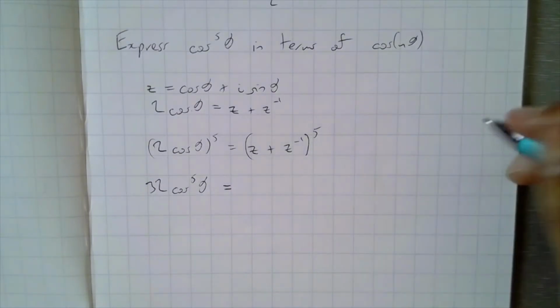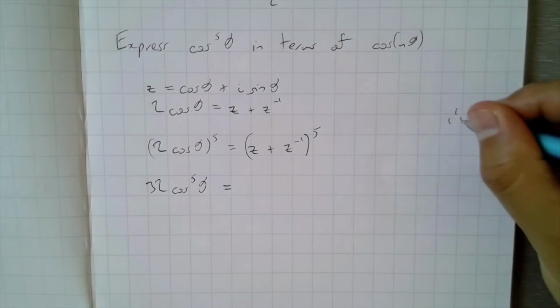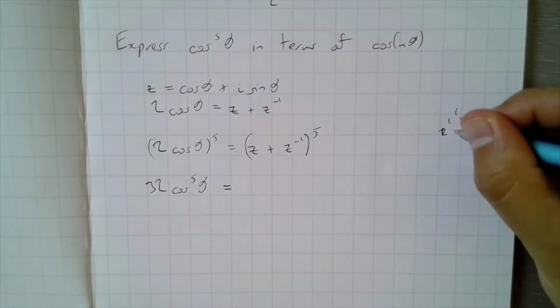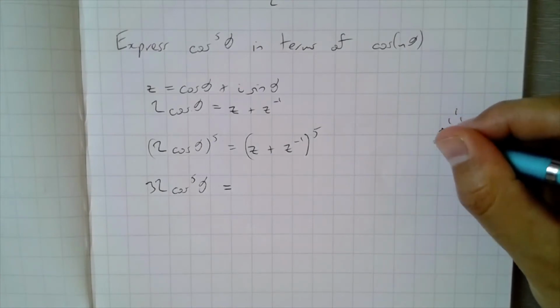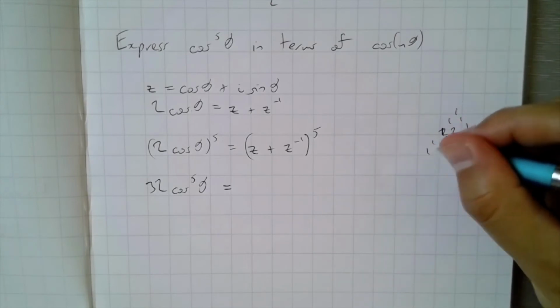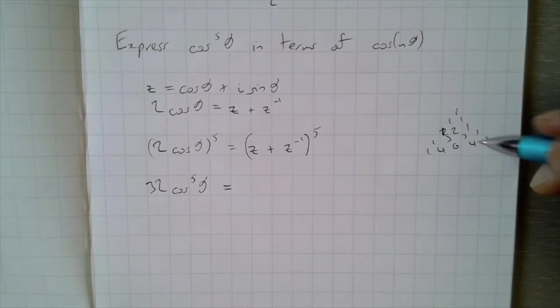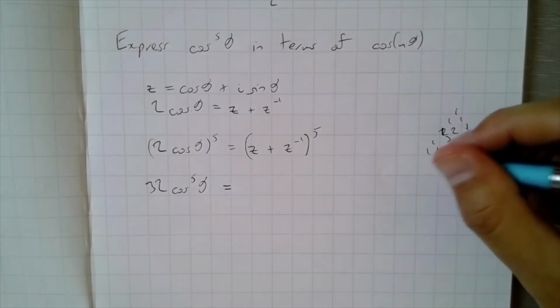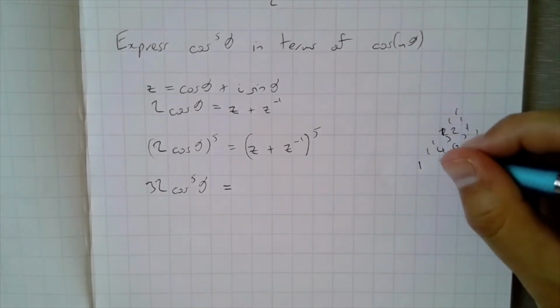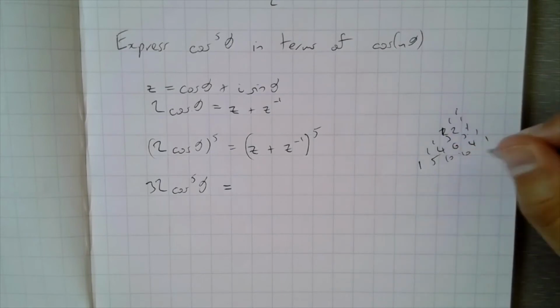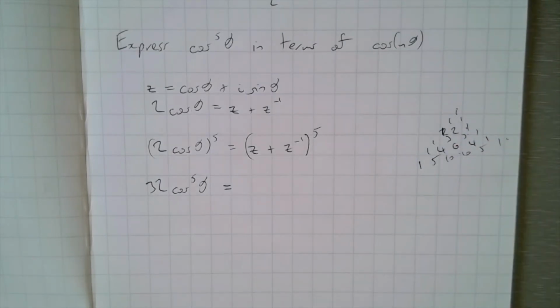So before I start, let me just remind you what the fifth row is of Pascal's triangle. 1, 1, 1, 2, 1, 1, 3, 3, 1, 1, 4, 6, 4, 1. I need to go one more, don't I? So that's 1, 5, 10, 10, 5, 1. So these are going to be my coefficients for my binomial expansion.